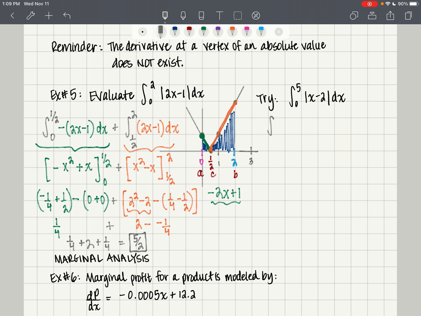And I got 2 integrals. I'm going to do this silently so that you can work. The integral of the opposite of x minus 2 dx plus the integral from 2 to 5 of x minus 2 dx.